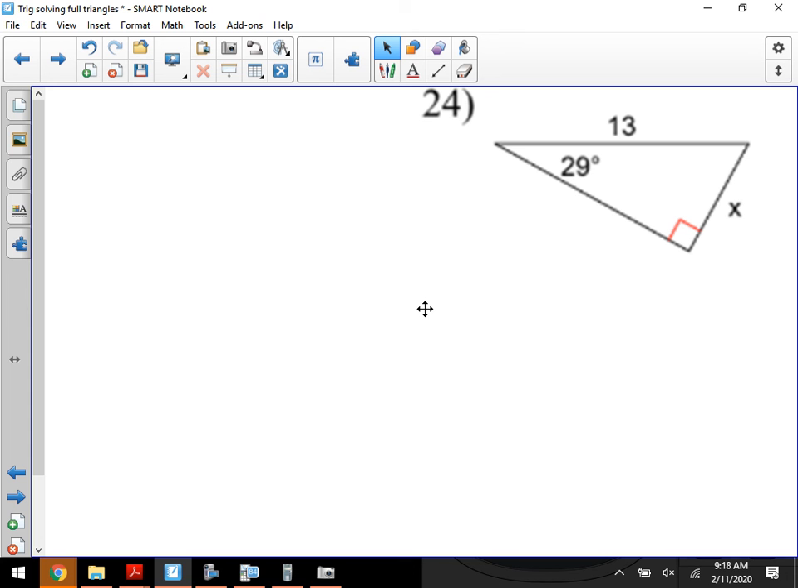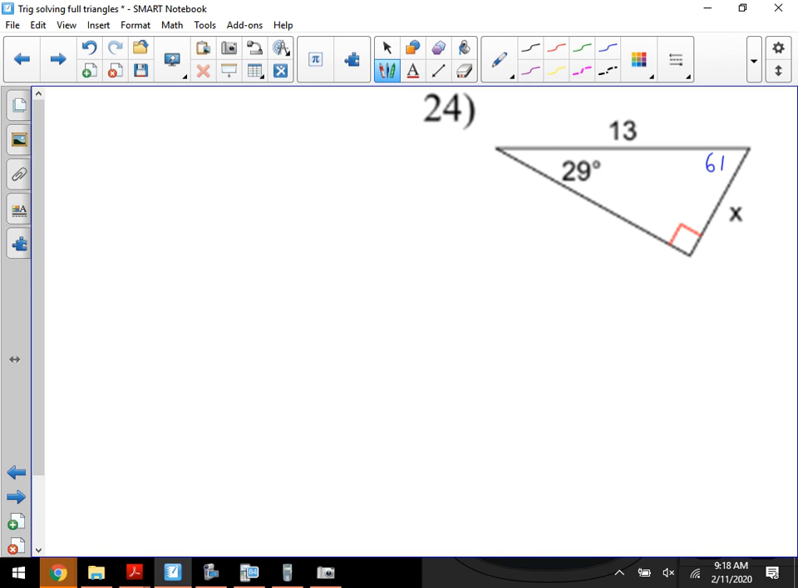So I'm guessing the first thing you guys did, which is probably easy, 90 minus the 29, and I hopefully got 61. Good. So we know that one's the easy part. All right. Now from here, always go back to your given, 29, label opposite, hypotenuse, adjacent. What two sides do you have to find? Opposite and adjacent. So that means what trig function are you going to use?